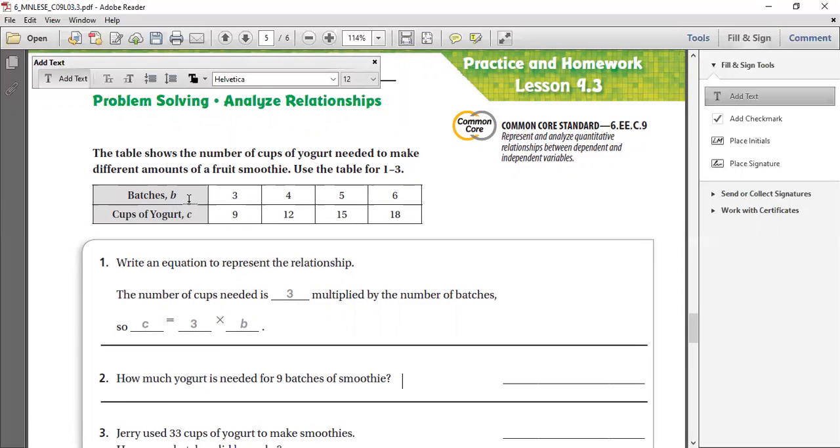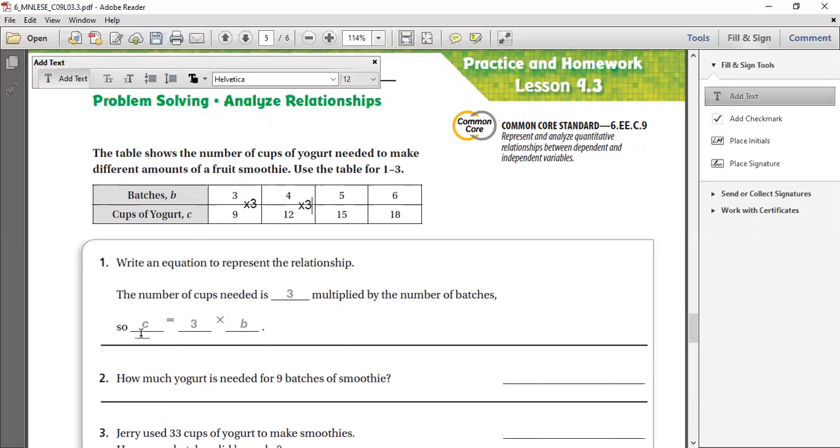So batches is B. To make 3 batches, they need 9 cups of yogurt. To make 4 batches, they need 12 cups of yogurt. 5 batches, 15 cups, 6 batches, 18 cups. As soon as you look at the table, you need to know the pattern is multiply by 3. It's not addition, because 3 plus 6 gives you 9, but 4 plus 6 doesn't give you 12. So 4 multiplied by 3 gives you 12. So the pattern is multiply by 3.